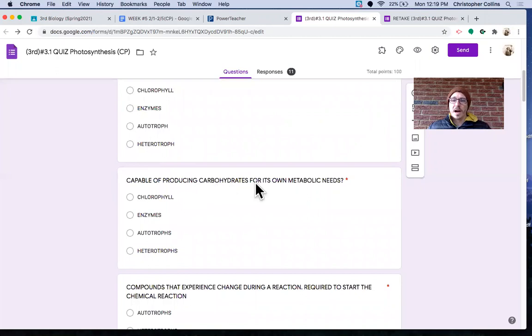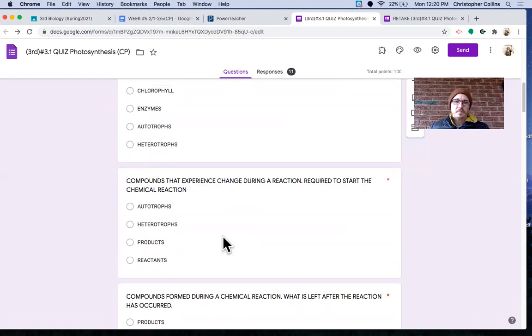Capable of producing carbohydrates for its own metabolic needs. Well, this is like an organism that can produce its own food, like a producer, like a plant. And the scientific name for that is autotroph. Auto means self, and troph is talking about energy. So this organism can provide energy for itself through photosynthesis.